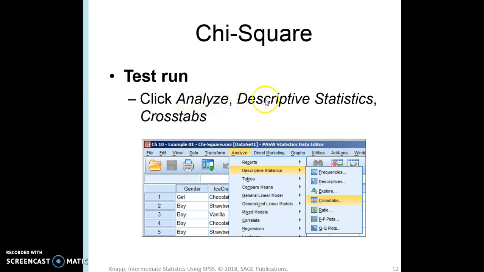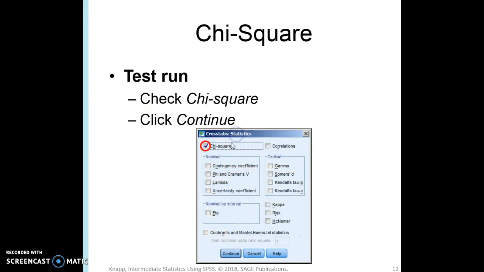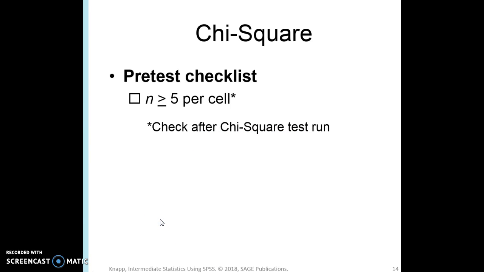You click Analyze, Descriptive Statistics, and you go to a place called Crosstabs. That's where you're going to run the test from. The videos will take you through this item per item. After you get to the next slide on your SPSS, you'll check chi-square and continue and go from there.